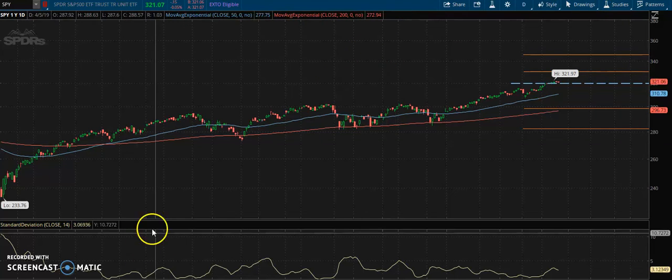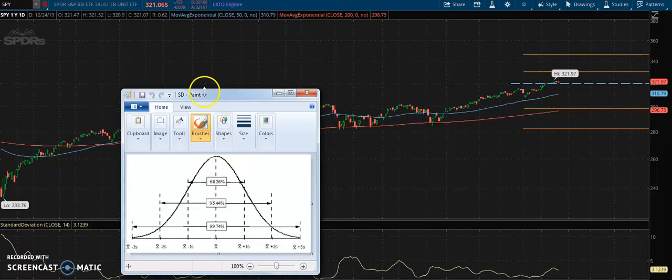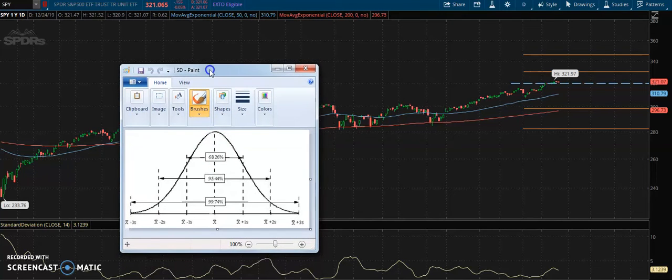As you'll see in the article, what are standard deviations and how do we use them? If you look at the graphic in front of us now that I've pulled up, you'll see here, basically this would be considered this line negative SD1, and this would be the negative second standard deviation, this would be the first standard deviation, this would be the second standard deviation.